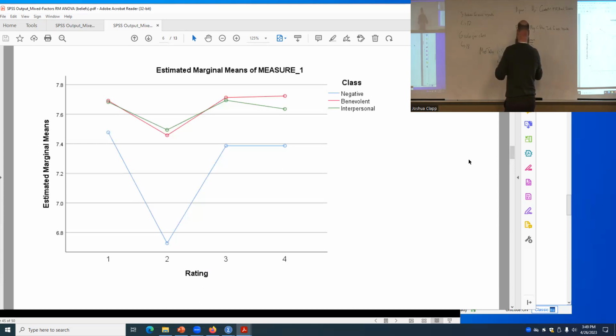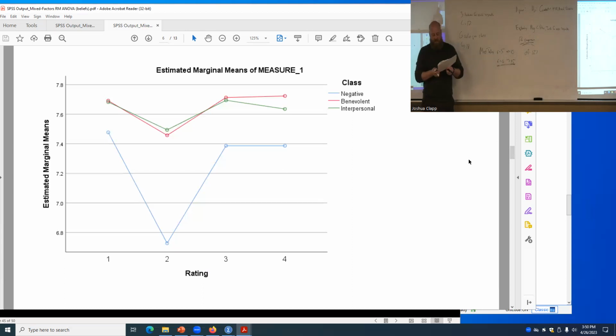I'm going to set that equal to 127. That's going to correspond to the degrees of freedom associated with the lowest degree of freedom contrast, negative at 44, and interpersonal at 85. It's the lowest degree of freedom contrast here, so just setting that equal to that.